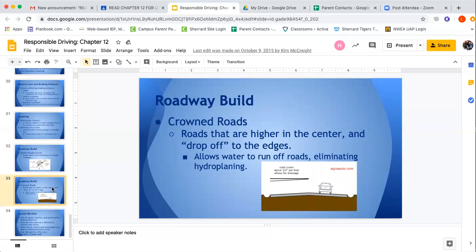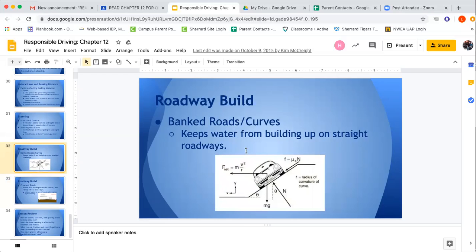Let's see, crowned roads are higher in the center and drop off to the edges. So she's giving you a little picture. So there's drop off on each side. That allows the water to run off, eliminating hydroplaning. If you remember, hydroplaning is when you hit a certain amount of water and you lose control of your vehicle because the water is taking over. So crowned roads are those that have the drop-off edges on either side.